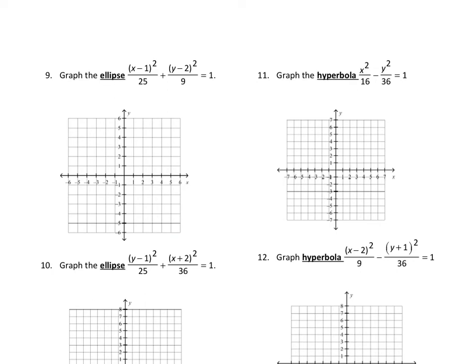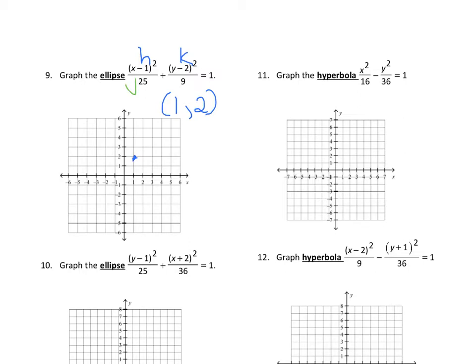All right, to graph this, we need to know where the center is. The center is at (h, k), and it'll have the opposite signs. So positive 1, positive 2. So first plot that point, 1 over, 2 up.